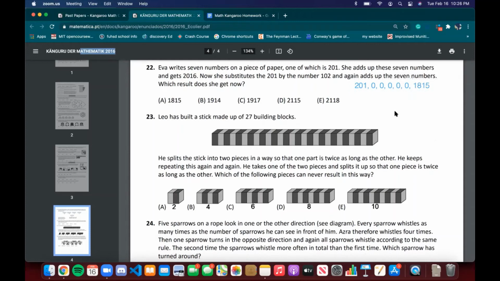And here's why we can do this. If they don't give any specific numbers, that means that all numbers are possible. Unless they say that not all numbers are possible, we can just put 0, 0, 0, 0, 0. And you can do this just to make all the problems a lot easier so that you don't have to introduce variables. Variables are just used to replace numbers. Okay, so we have 201, 5 zeros, and 1815.